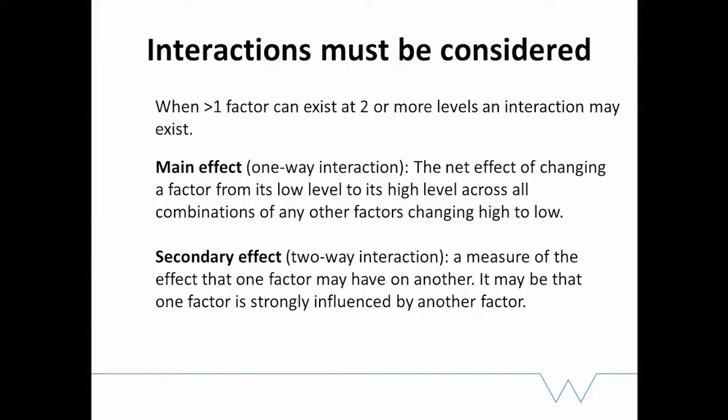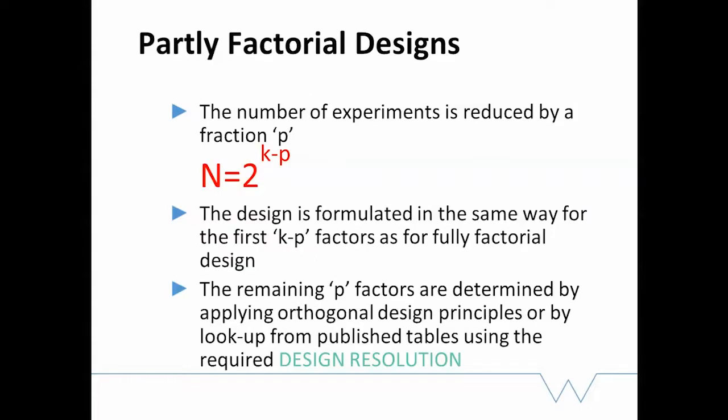Now the problem comes that because we're reducing the design, as we'll see, and as you will have seen in previous lectures, we lose some of the resolution here. We're unable to isolate some of these higher order effects. So that's why we need to look at this table and understand what's going on with this thing called design resolution. Now we're dealing here with partly factorial designs. This is not the case if we've got fully factorial designs.